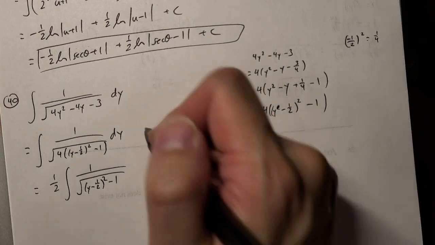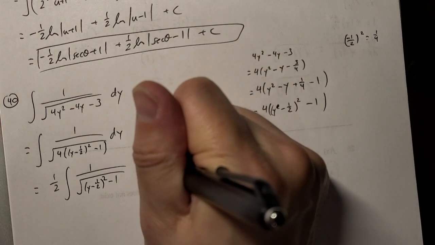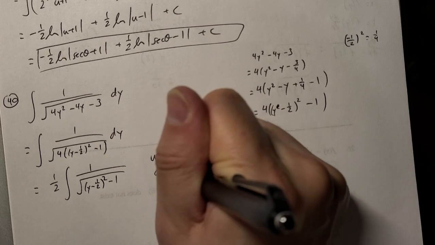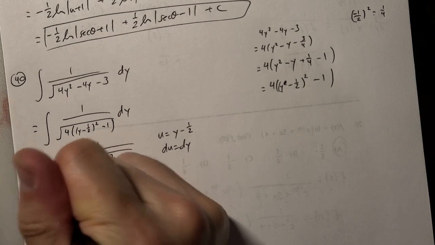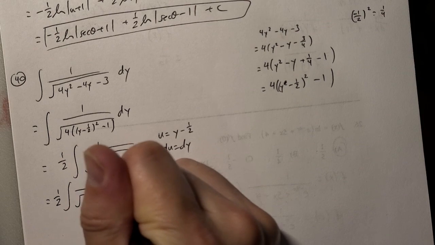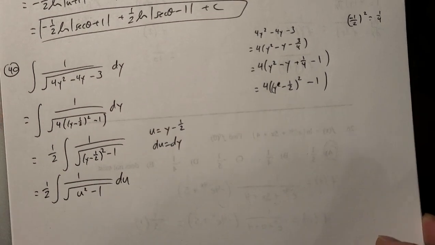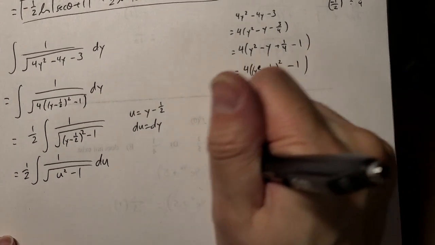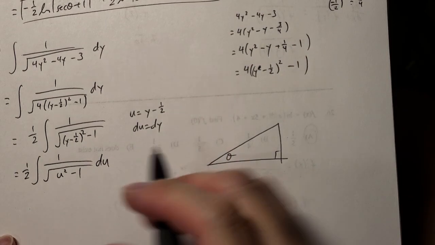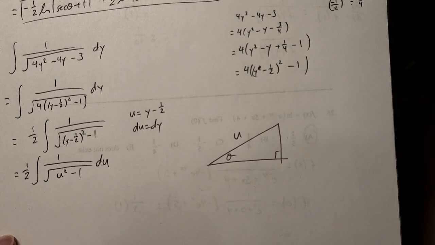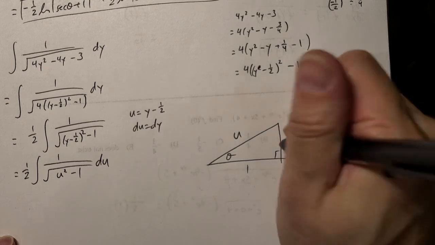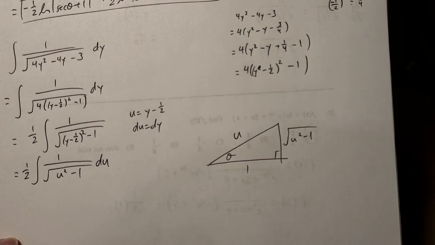We can even do a little substitution to make it a little nicer before we do a trig sub. u is y minus 1/2, du is dy, simple as that. So it's 1/2 integral 1 over square root of u squared minus 1 du. Now we can do a trig sub. We have something squared minus something squared, so I know the first term is the hypotenuse, the other term is the other side, and then the square root is the last side.